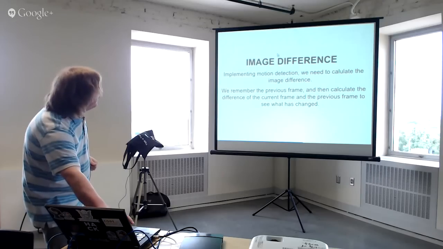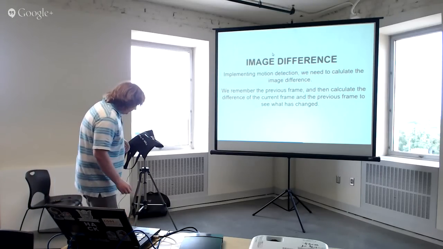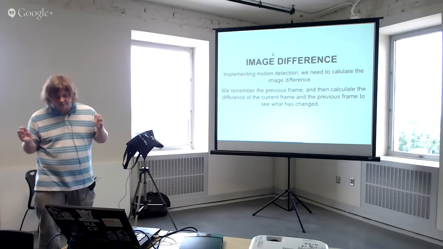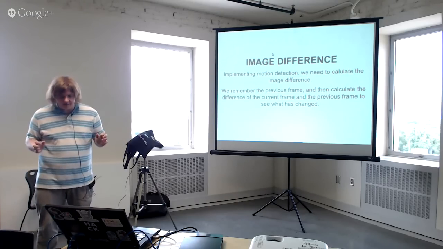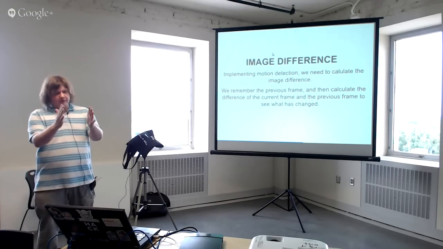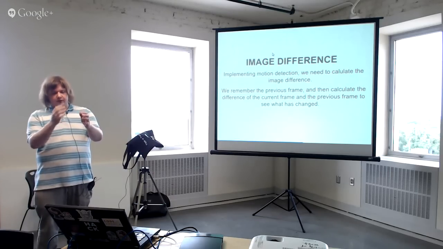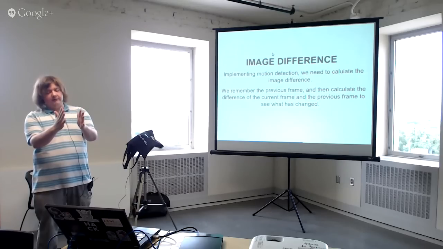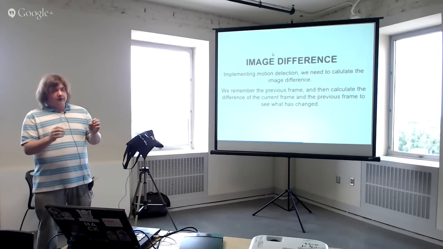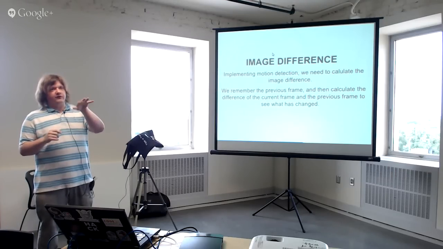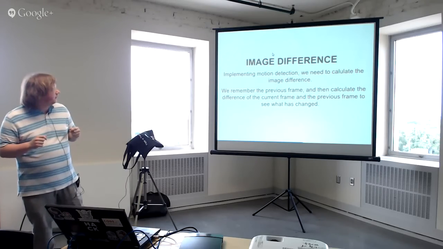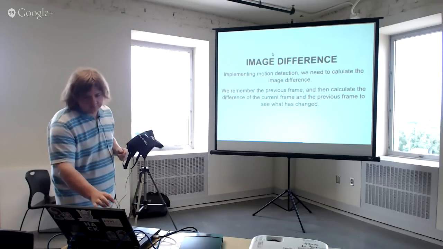So the easiest way to do motion detection with a camera is basically to calculate the difference between two images. So the idea is you have two images. If something changed, then the difference, say you have two black and white images, the difference between those, you'll see some white. And I guess the best way to explain that is to actually show the example and show you the code.